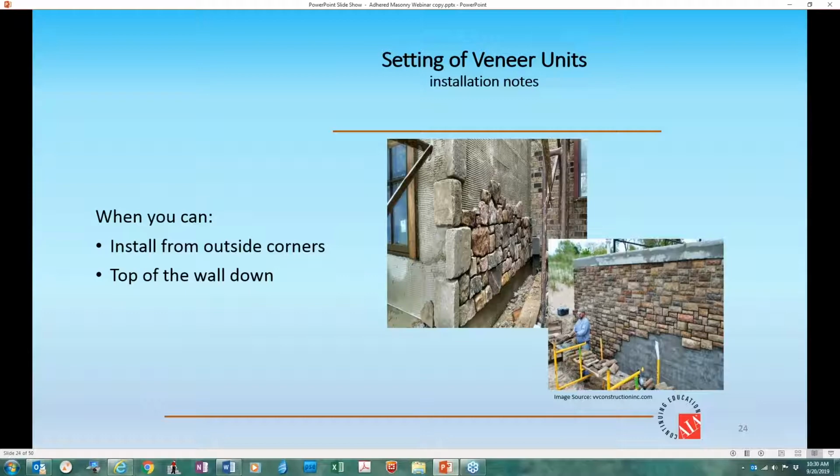Setting of the veneer units. This is the fun part. When you actually get time to set the units, you're going to butter completely. There's no void on the back of the stone. There's no exposed stone on the back side. You're going to butter that thing all the way around and in the middle.